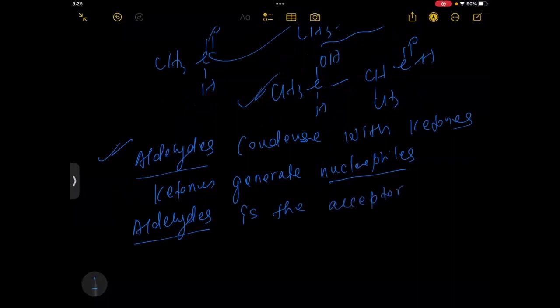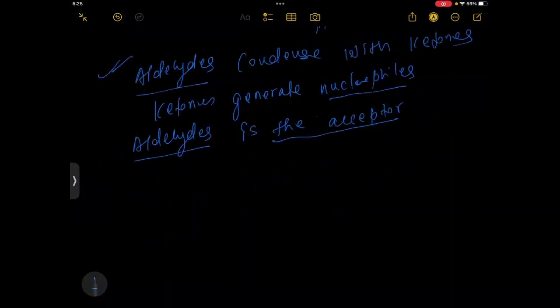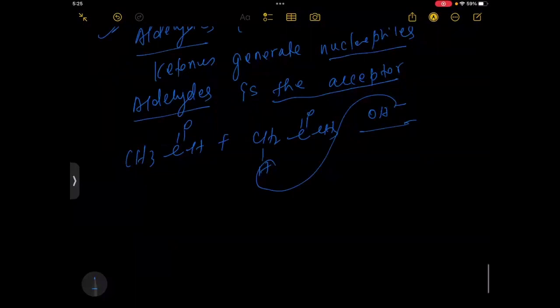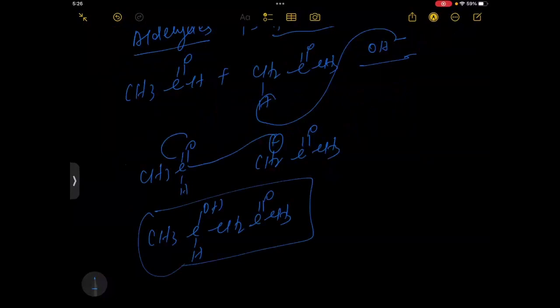Correct. So in that case, suppose we have taken CH3 C double bond OH, and here is CH3 C double bond OCH3 and OH minus. So OH minus will attack here. Here is the CH2 negative C double bond OCH3, and here is the CH3 C double bond OH. So it will attack here, and then the compound CH3CH OH will form. So these things will happen.